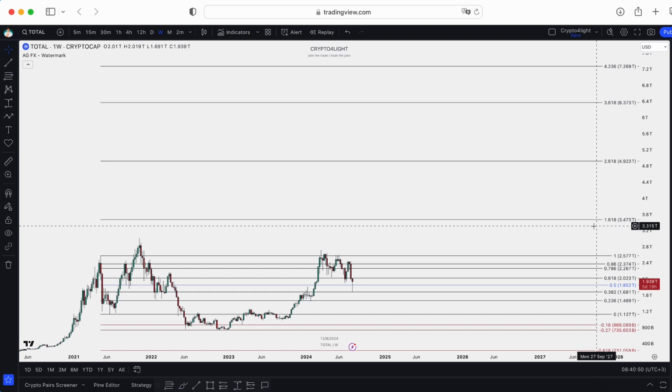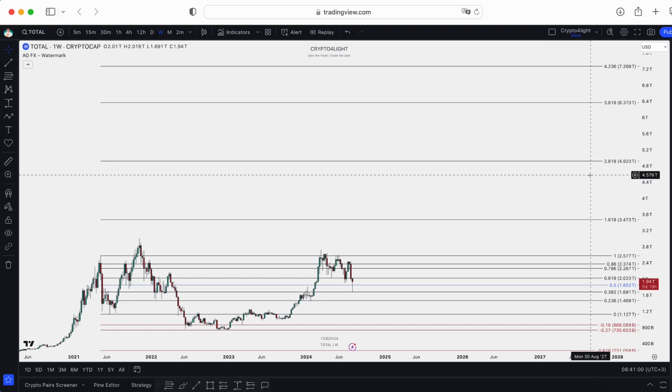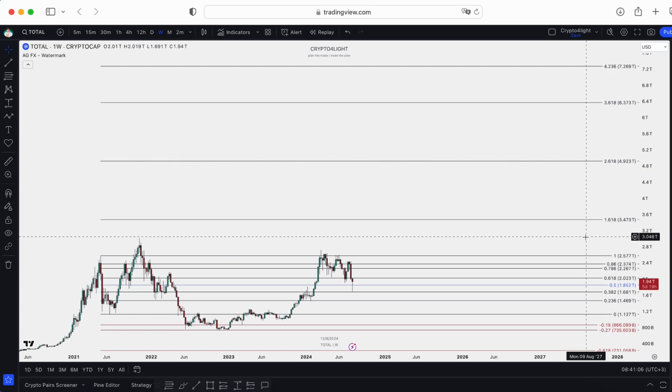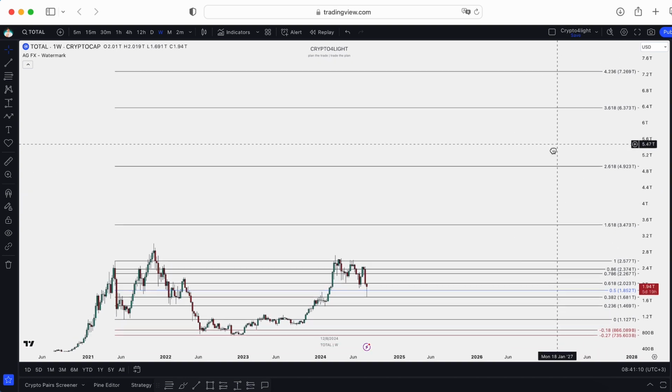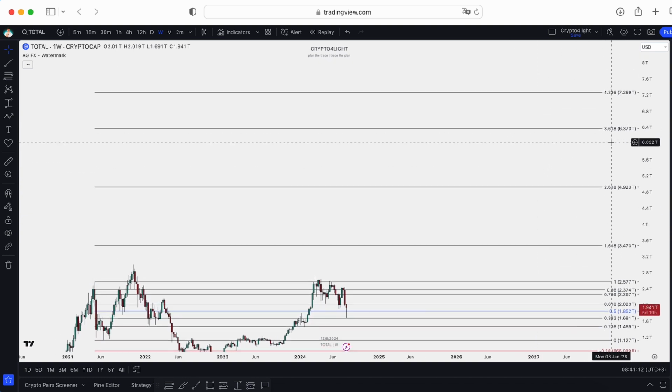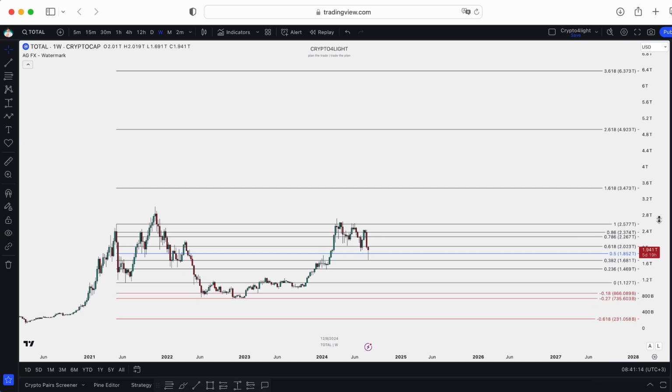Yes, I truly believe we're just breaking out 3.47 trillion, then going to, and maybe gonna stop because of 5 trillion, it will be like a psychological trigger for everybody who tracks the total chart. But we can stop at the 2.61 level by FIB, 4.92 trillion. So it's more than real. Next stop is 6.37, 7.26 trillion.